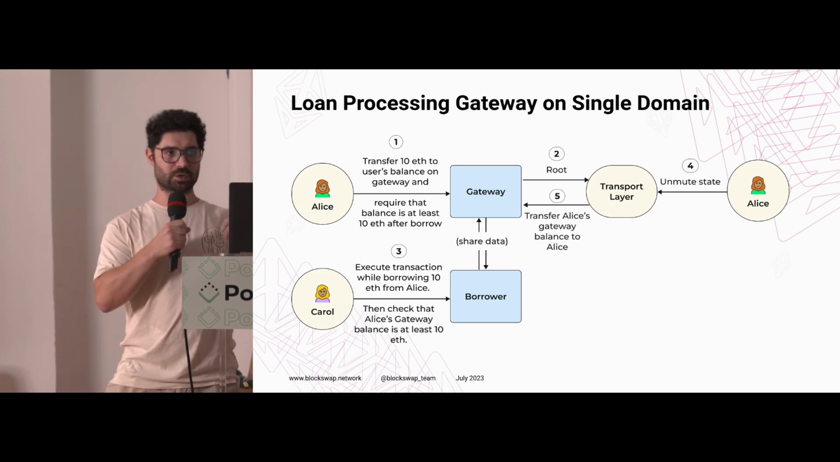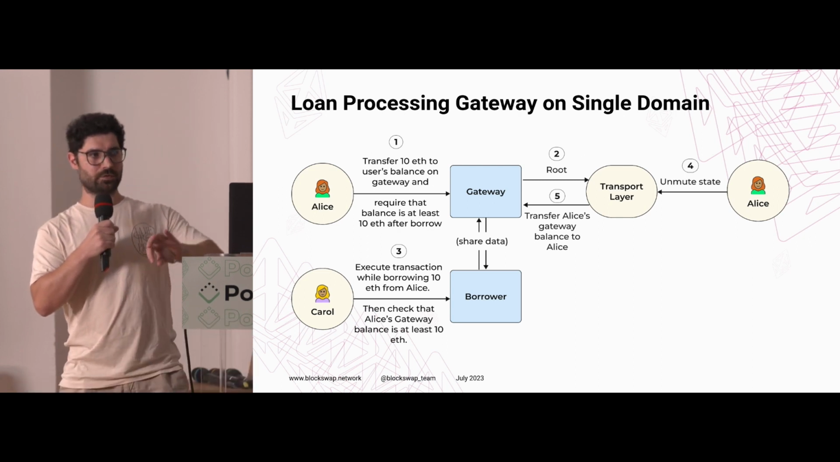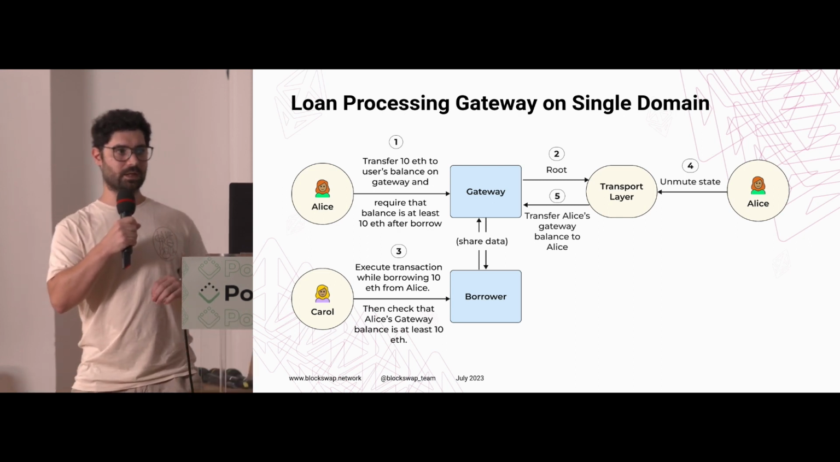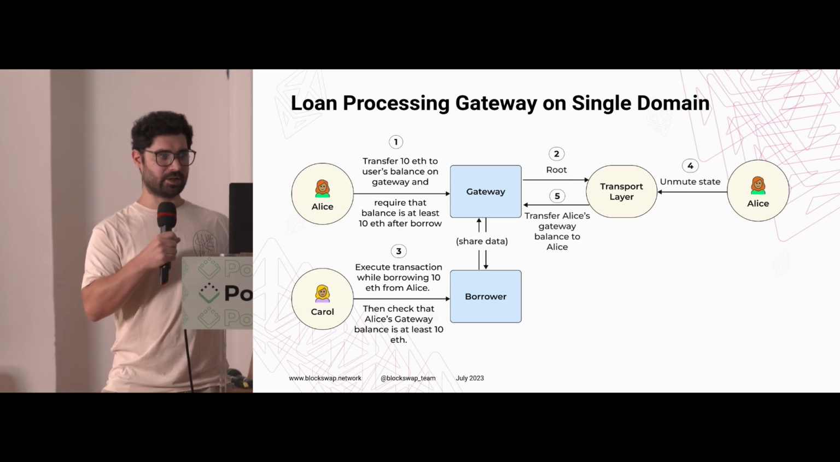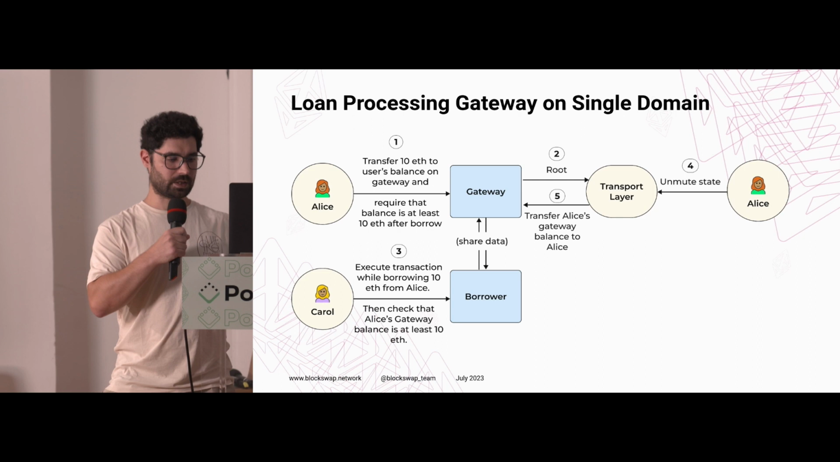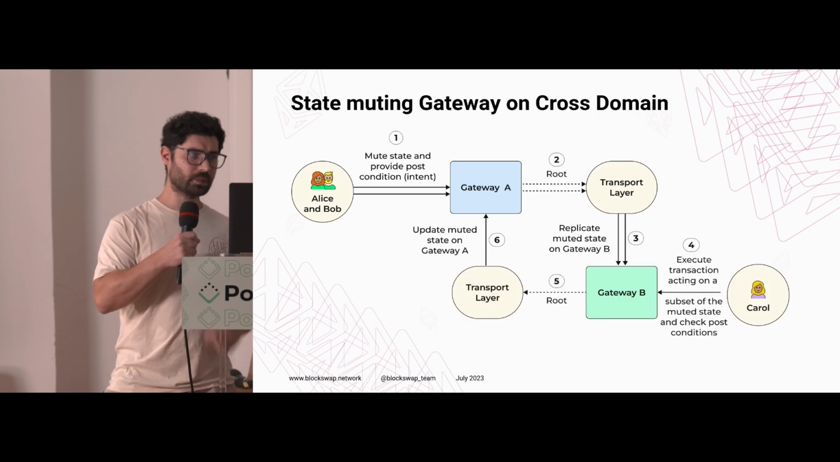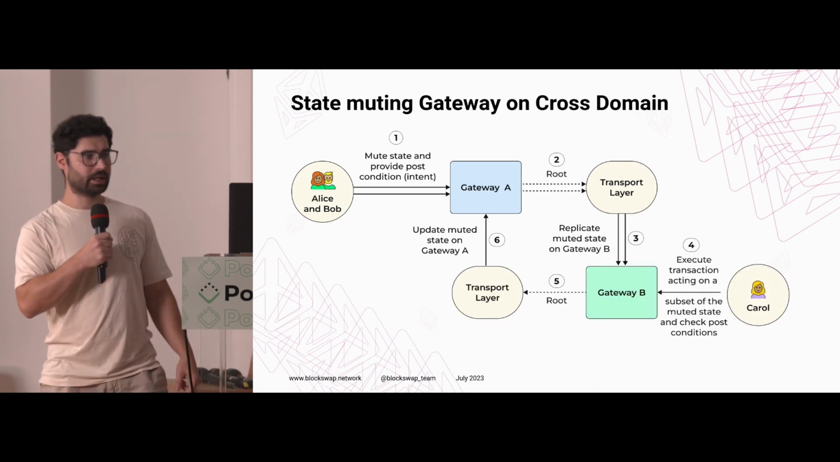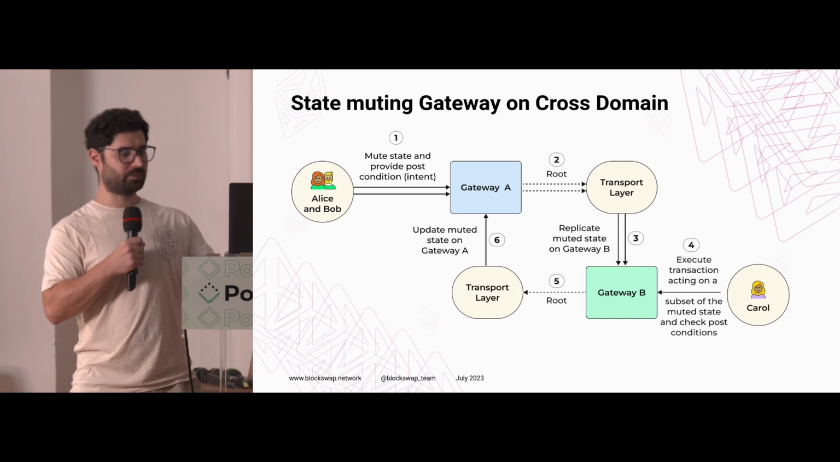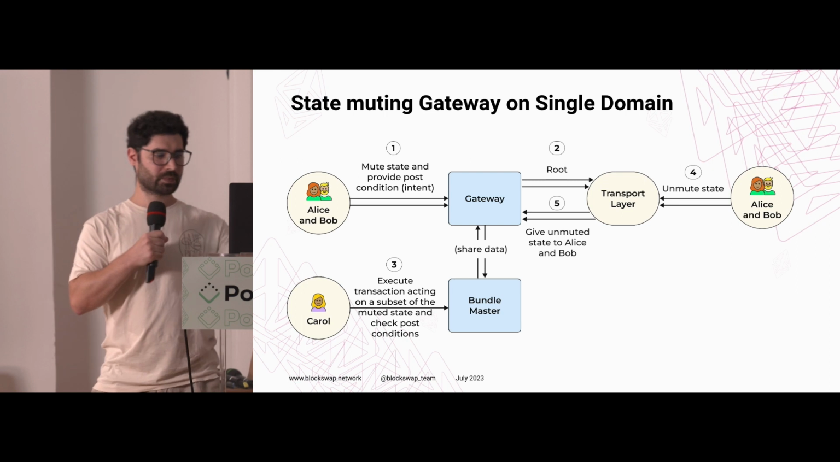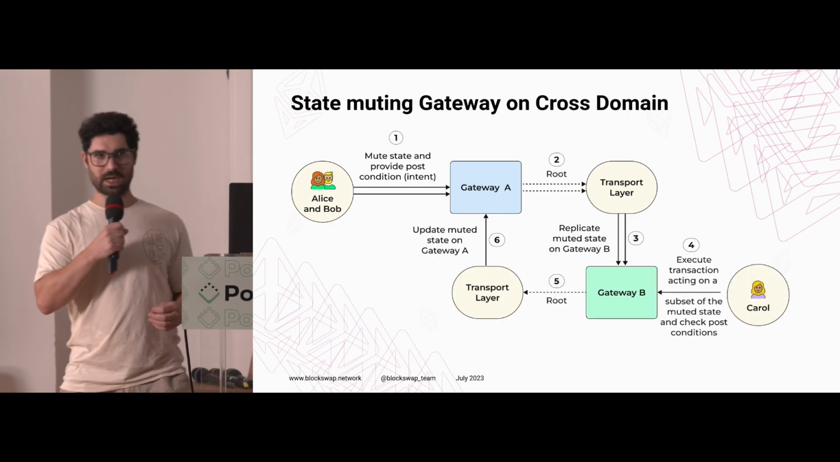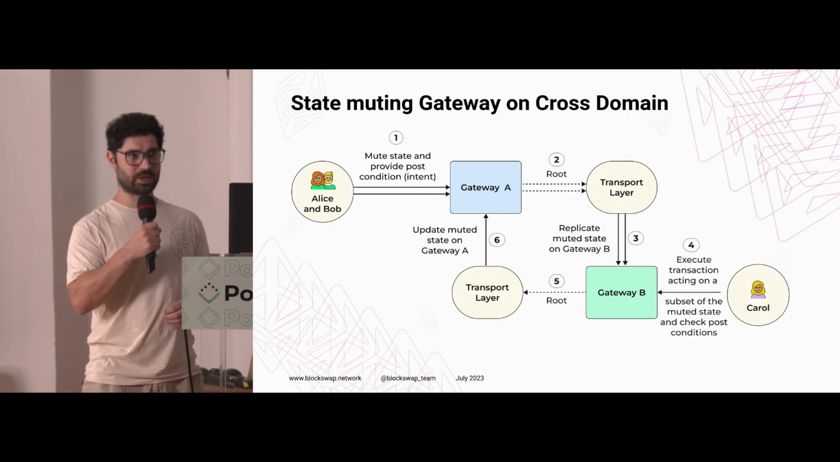And also afterwards, Alice will be able to say to the transport layer, finish the transaction by saying that, please give me my state back once it's done. So she will get her 10 ETH back plus potentially a reward. And in the end here, I also want to show that my previous example was state muting on a single domain. And we can actually mute state on a cross-domain basis as well.